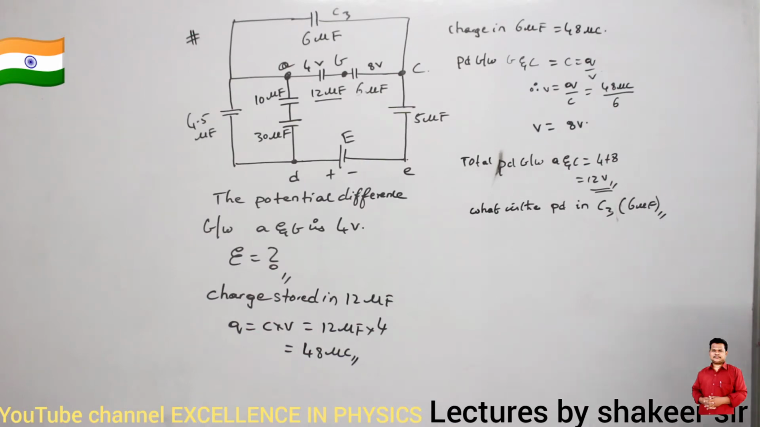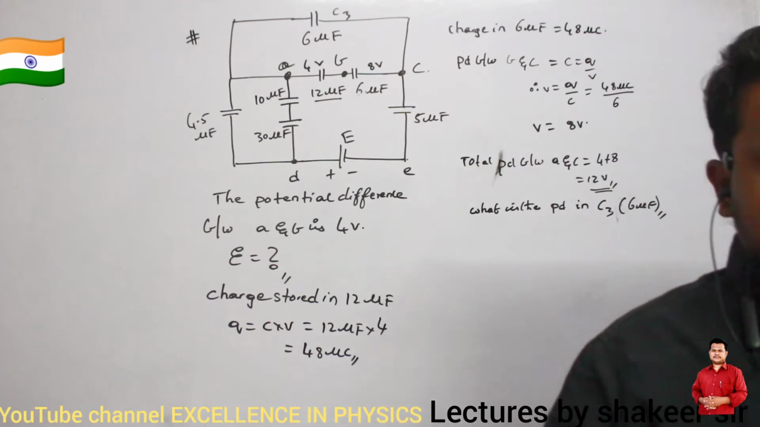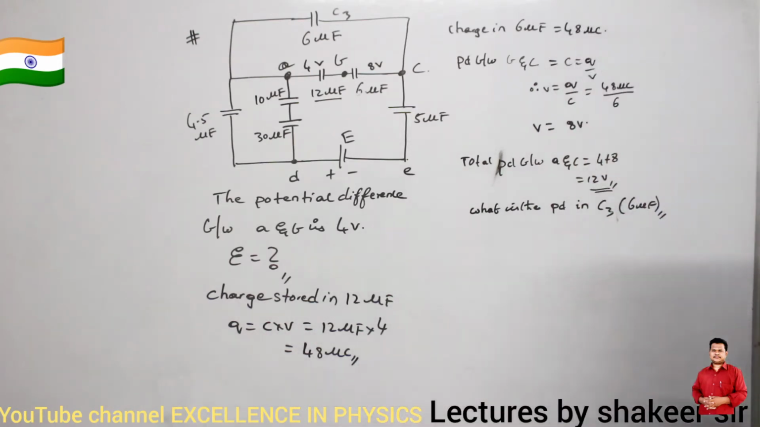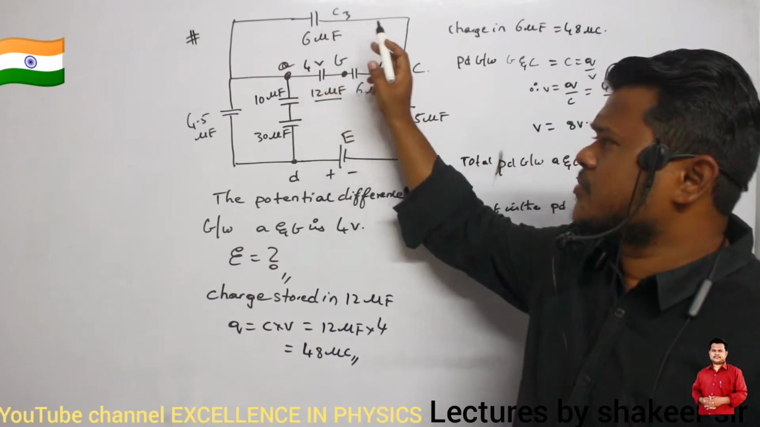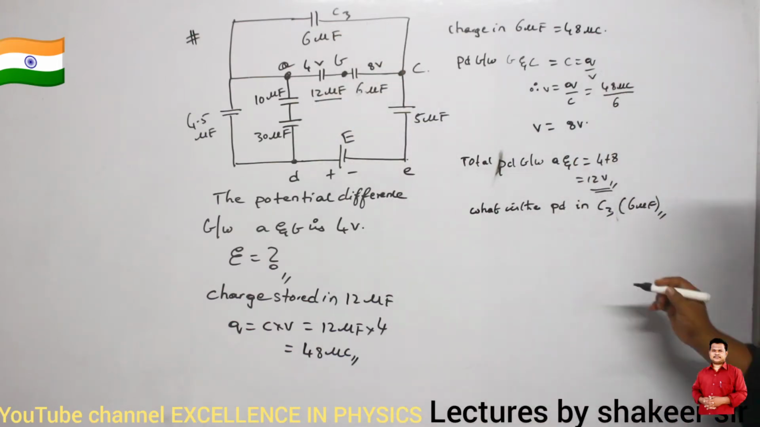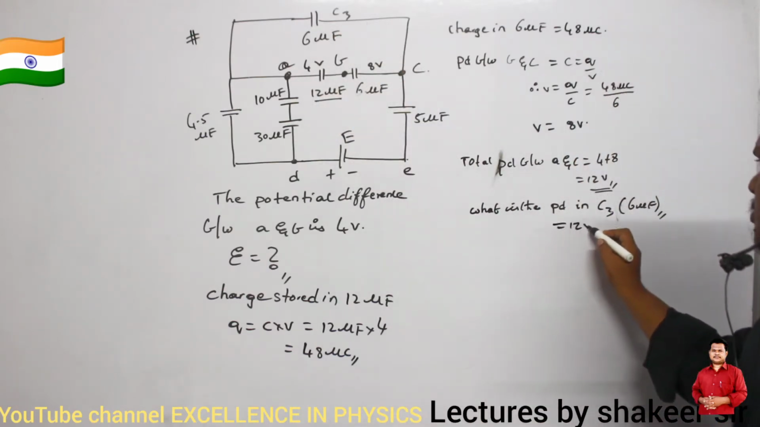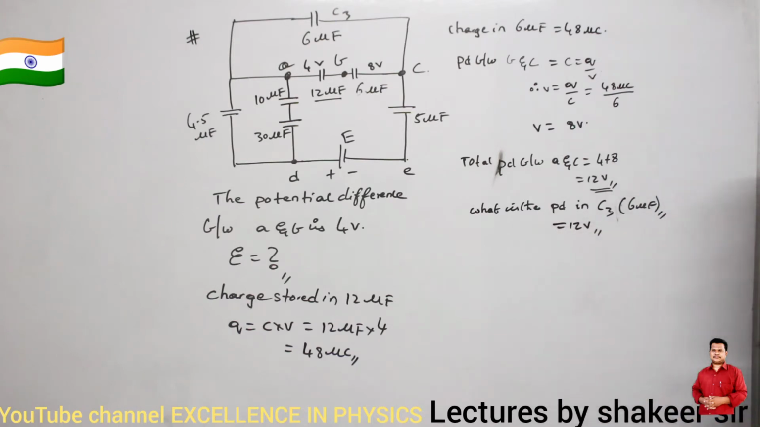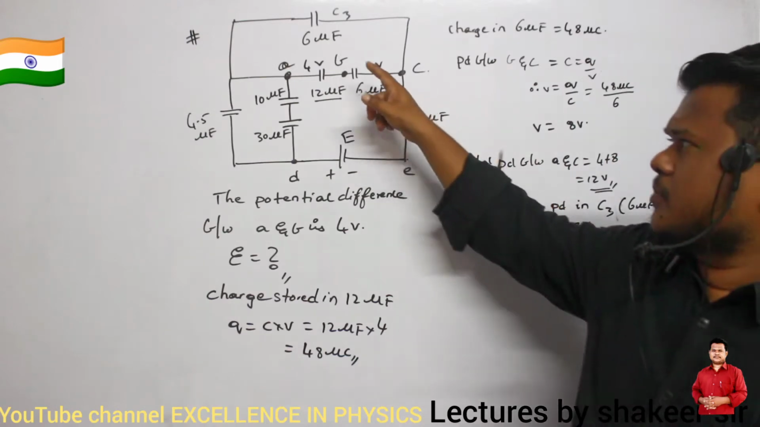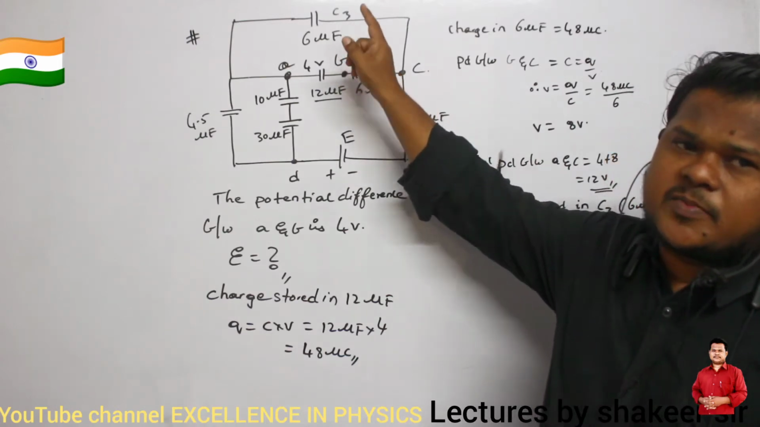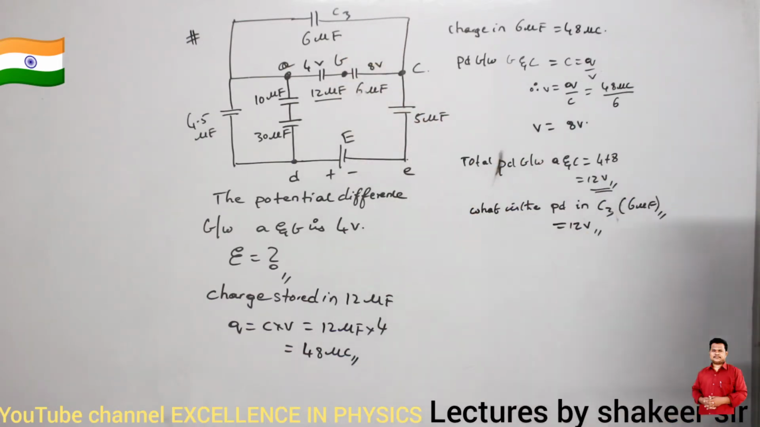Okay, returning back now, all of you. Can you say the answer? Potential difference across this 6 microfarads capacitor is also 12 volts only. Can you say what is the reason? Potential difference between A and C is 12 volts, so the potential drop in this C3, that 6 microfarads capacitor, is also 12 volts only.